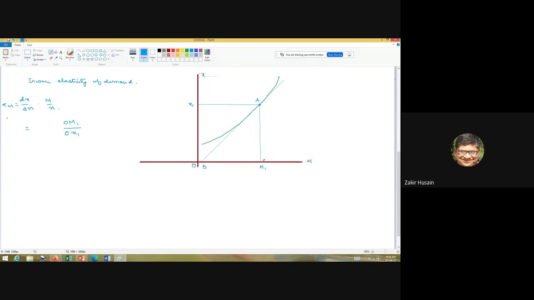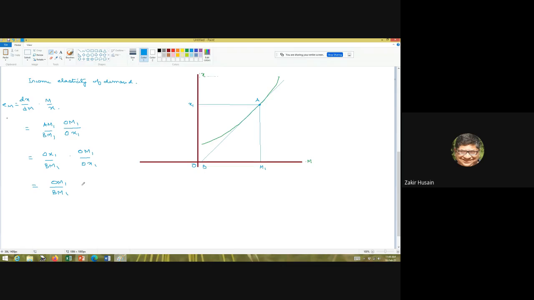Dx is this, so am1, but m1 is equal to ox1. Let me write m1 first, but remember that this is equal to ox1. Now what is dm? dm is b by m1. Okay, this cancels out, so this is om1 by bm1.